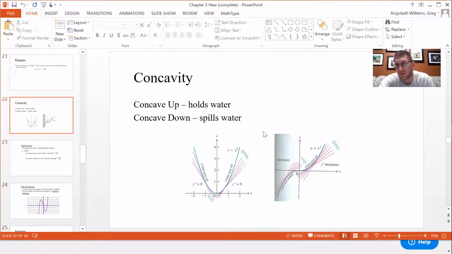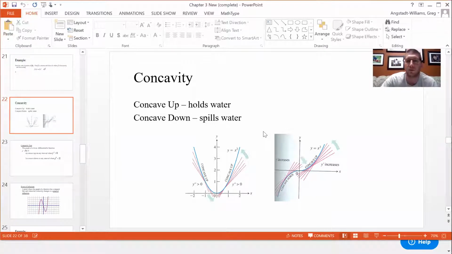So the first derivative test was finding critical points, and the critical points were either relative maxes, relative mins, or neither. And in between those points, we could have increasing or decreasing functions based off of what the derivative was, positive or negative. The second derivative gives us concavity. Concavity can be concave up or concave down.